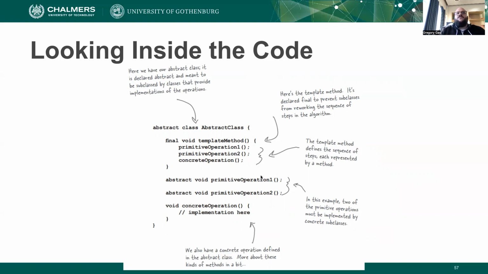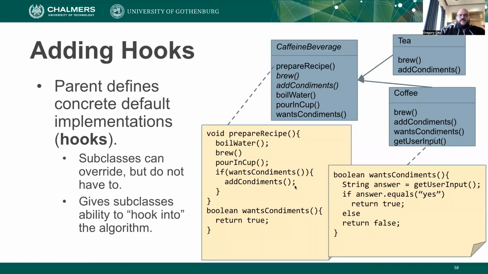Okay. We're going to declare the template method final to prevent our subclasses from changing the sequence of operations. The parent should define the sequence of operations. And each of those, again, is a method we call. Now, the parent class can define concrete methods that are empty or have a default implementation also. We call these hooks, where subclasses can selectively override them but don't have to. This gives subclasses the ability to hook into the algorithm if they wish.